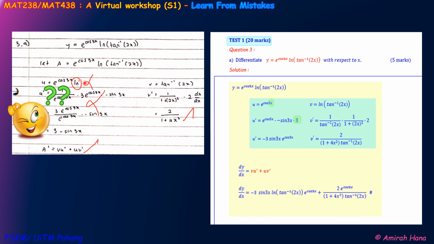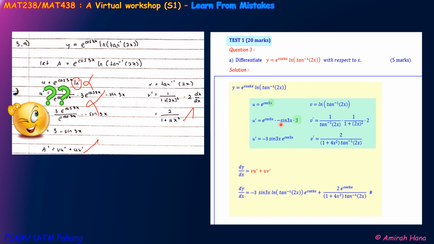Major mistake dia adalah dekat sini lah, ln, tergantung sorang-sorang. Ln function dia tak boleh sorang-sorang. Dia mesti ada ln something. Means that inverse tangent to x ni mesti dalam ln. To x ni mesti dalam inverse tangent. Sebab inverse tangent pun adalah function. So cannot stay alone. Jadi case ni ialah to x dalam inverse tangent to x dalam ln. Right?